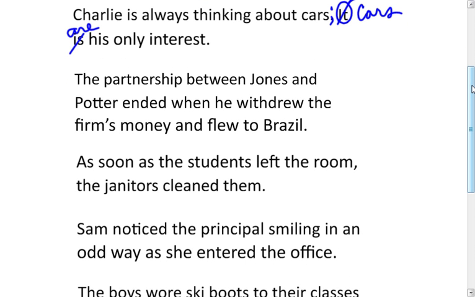The partnership between Jones and Potter ended when he withdrew the firm's money and flew to Brazil. This is a very classic pronoun problem. Which he? Jones or Potter? We don't know. It's ambiguous. We can't tell. So it would be better to say the partnership between Jones and Potter ended when Potter withdrew the money, or when Jones. We need to rewrite the sentence so it's clear to whom we are referring.